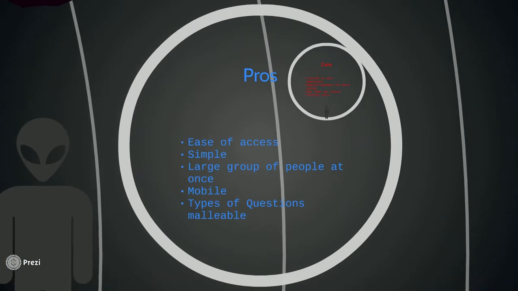Some pros of PollEverywhere.com are its ease of access, its simplicity, and its large group of people. It's able to look at the polling results for large groups of people at once. Its mobile app also allows for answering polls without having to text and have rates apply, and the questions can be changed to being open-ended or segmented or very stable, such as a multiple choice or true and false question.